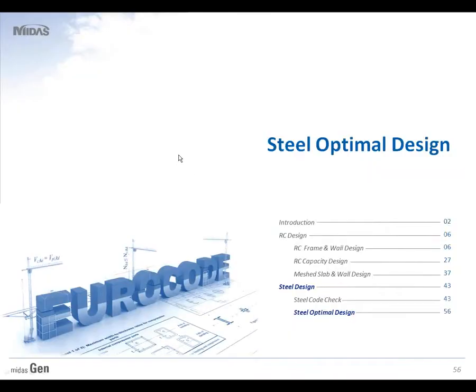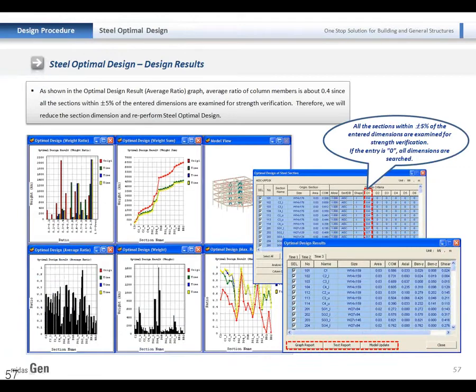Then briefly I will explain the optimal design as well. Still, optimal design is also implemented in MIDAS-10. In order to find the optimized sections, we can perform the optimal design. So by performing the optimal design, you can see various types of graphs as a result.